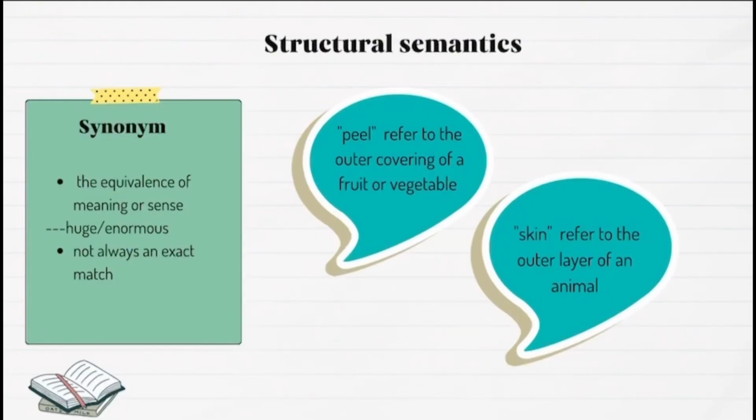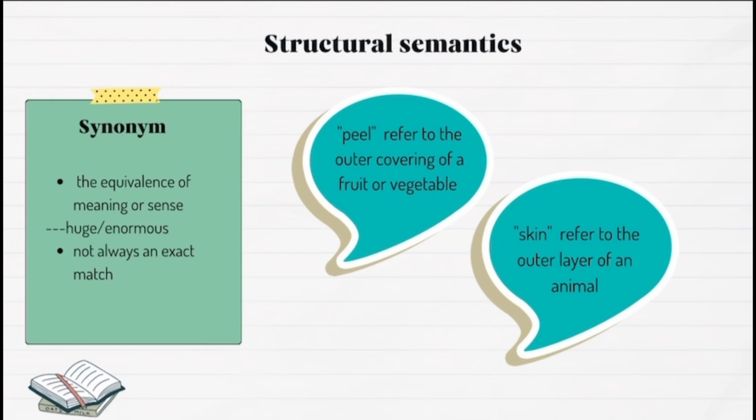Structural semantics. There are three types of major relationship. First one, synonym. The concept of synonym is widely understood and inherently evident. It signifies the equivalence of meaning or sense, as exemplified by the terms huge and enormous. Synonym is not always an exact match. The meaning of words can change depending on the setting they are used in, also known as context-dependent synonym.